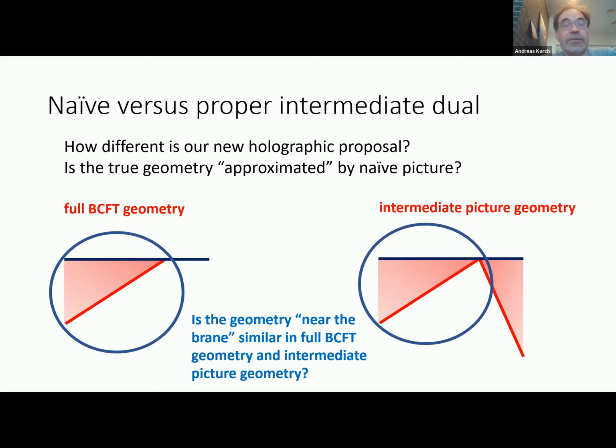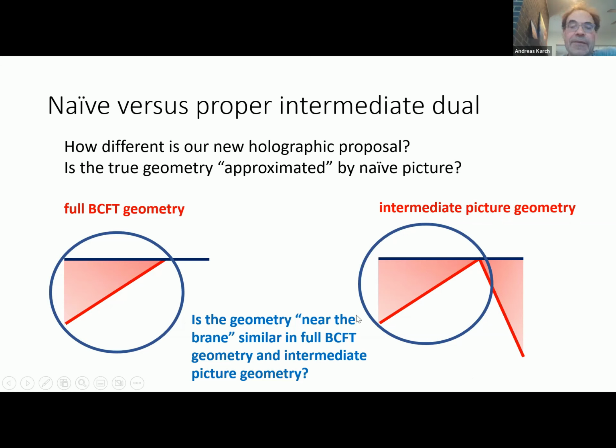Now you might wonder, how much does this change the story, right? What people have been using so far is what I would call the full BCFT geometry, and they said the intermediate picture somehow lives on that brane, right? What I'm telling you instead, what you should be thinking, is that the real intermediate geometry is that wedge. That wedge is the physics of the brane. And then you couple this by hand to N equals 4 super Yang-Mills. This is what you should think of as the intermediate picture.